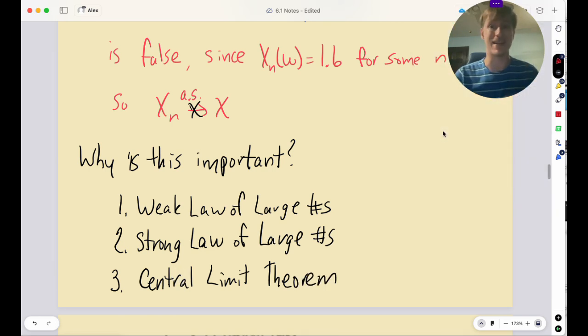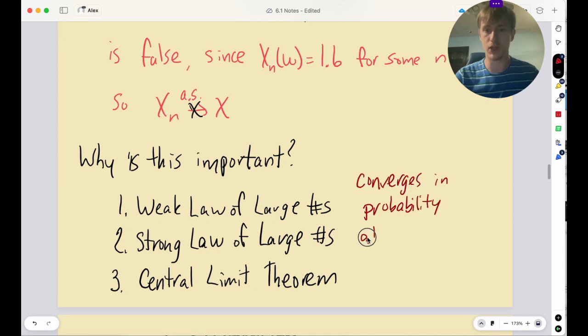And the reason that I spent today talking to you about what convergence means in probability is because this converges in probability. This converges almost surely. And we're going to see that this converges in distribution.